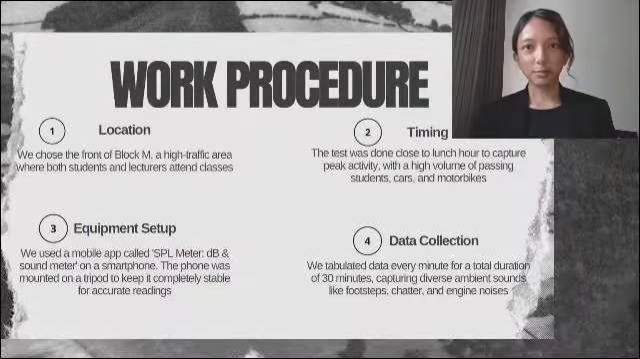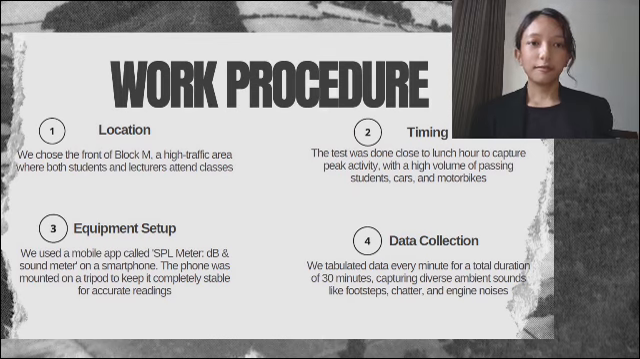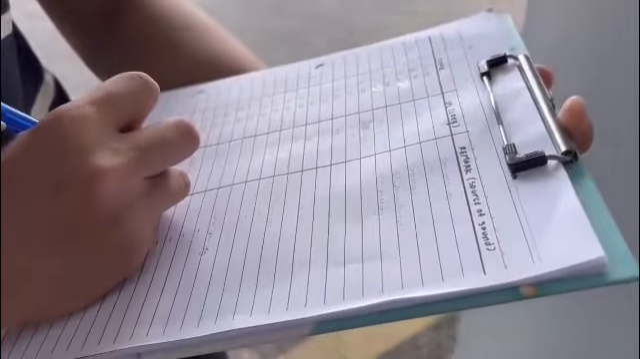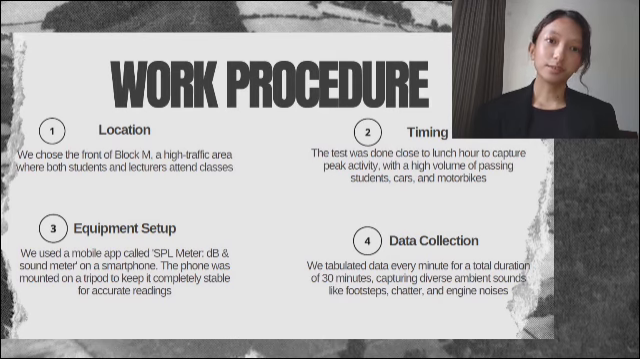For the equipment setup, we downloaded a mobile app called SPL Meter, dB, and Sound Meter on a smartphone, and then we put it onto a tripod to keep it completely stable for accurate data readings. For the data collection, we tabulated every minute of data taken by the sound meter application. It was a total of 30 minutes where every minute we tabulated the data with sounds like footsteps, chatter or engine noises.